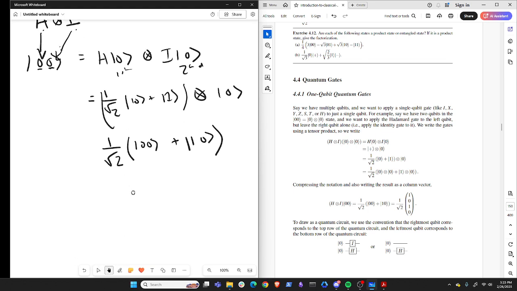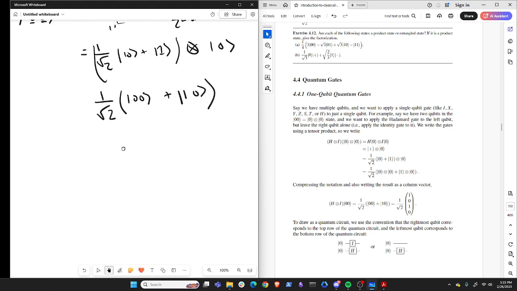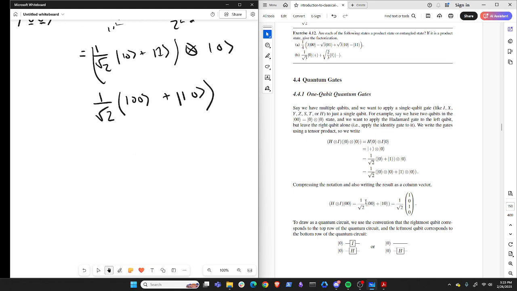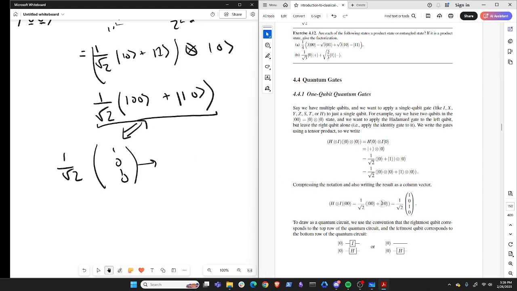So we can also rewrite that into a column vector form of 1 over square root of 2. These two are equivalent, of 1, 0, 1, 0, where this vector is just the total vector where we add up the Kronecker products of the two tensor products here.